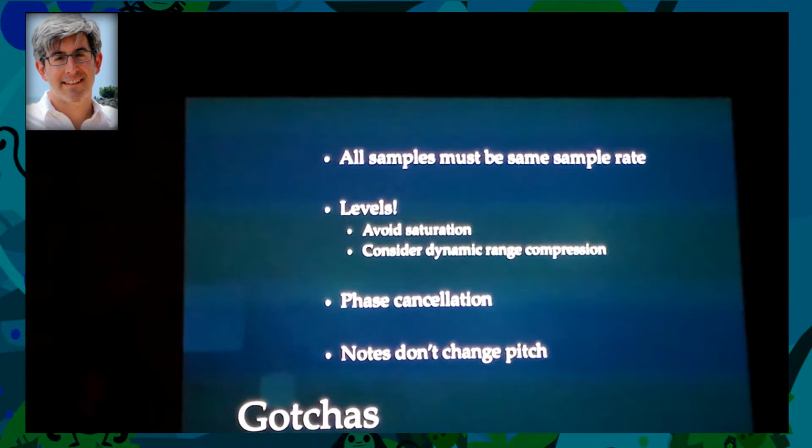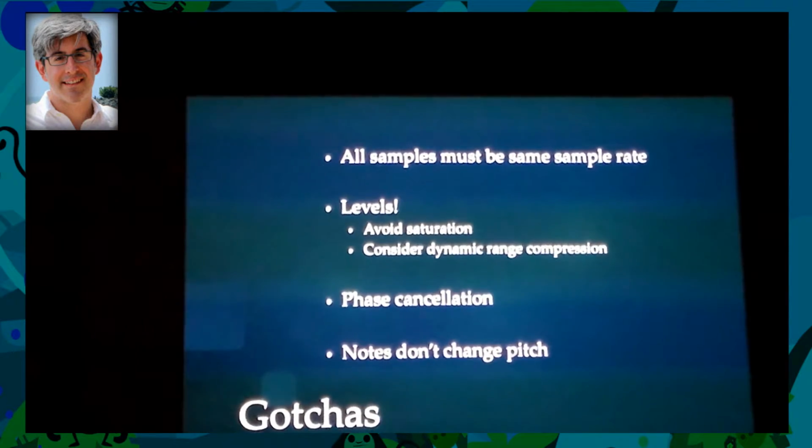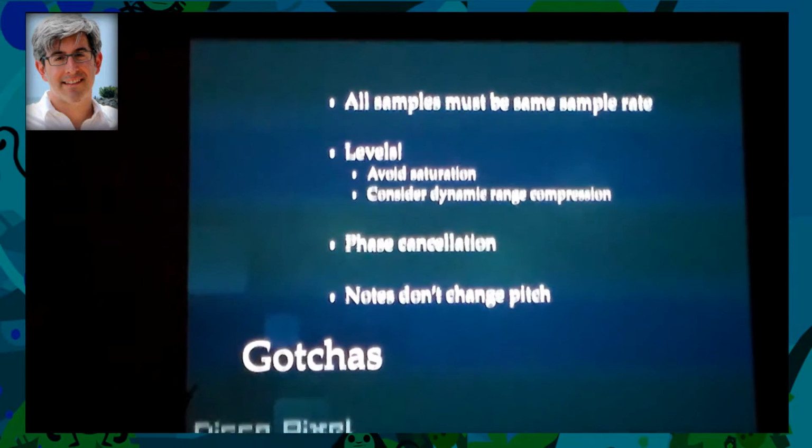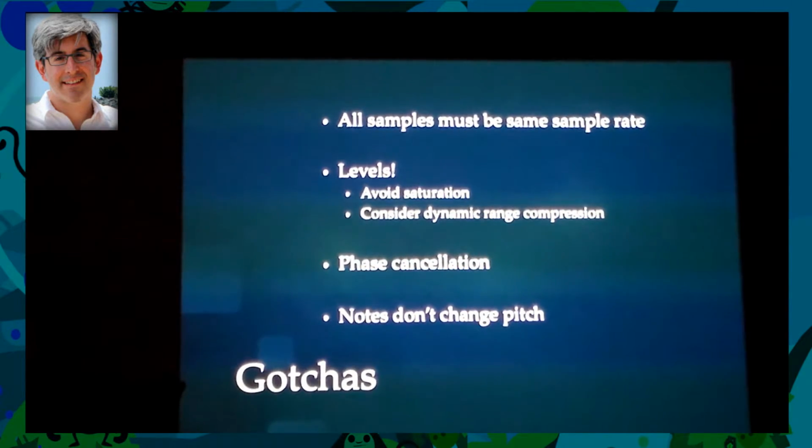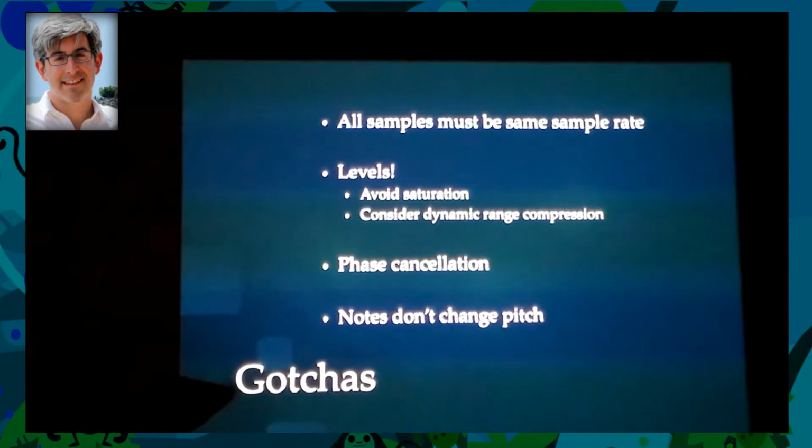So, a few caveats. What I've just shown you is a very naive way to composite a track from audio data, and there are obvious drawbacks. The first is that all the samples we use have to be at the same sample rate that we're trying to output at. So, we're only dealing in the world of 44.1 kHz. Often samples are, say, at 22 kilohertz, or they're not in stereo.